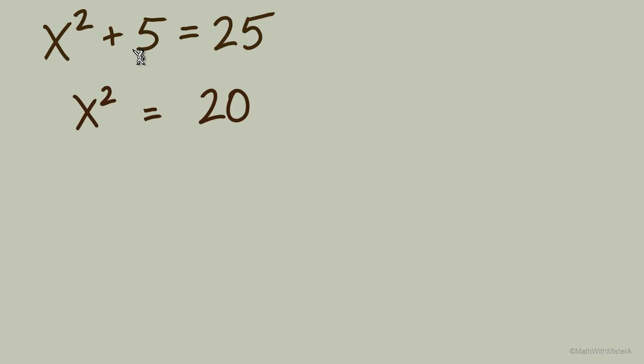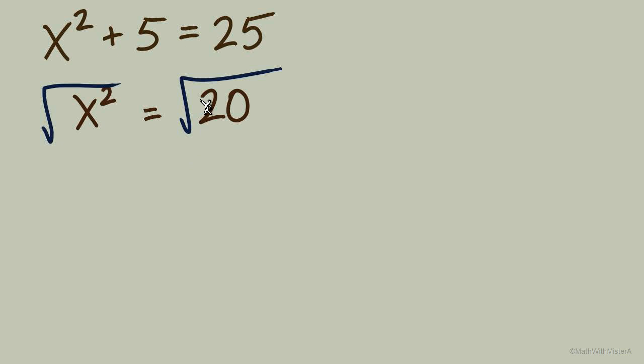Let's do this. So let's move the positive 5 over to the right side. It becomes negative 5, so we're left with x squared equals 20. At this point, we do square root both sides because square root of x squared will leave us with just x. But there are some very important things to understand when we solve an equation by using square roots.